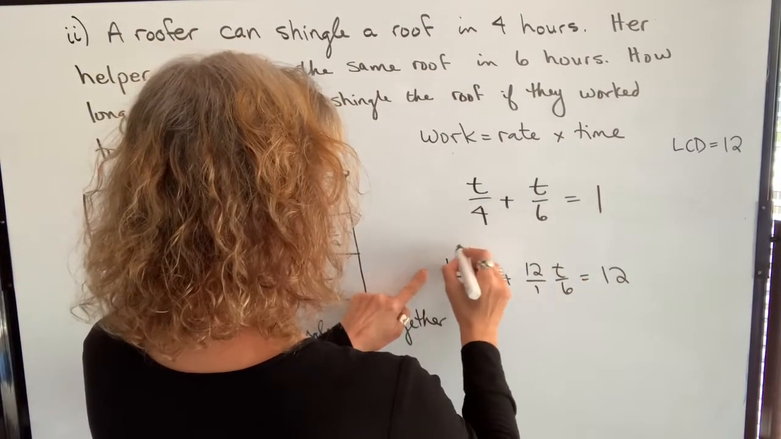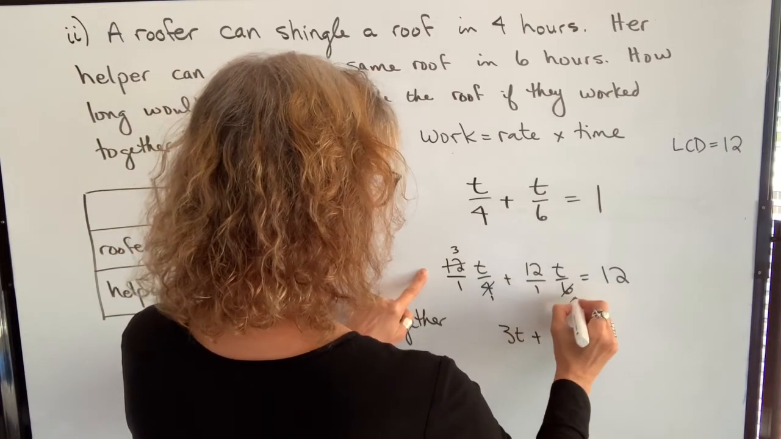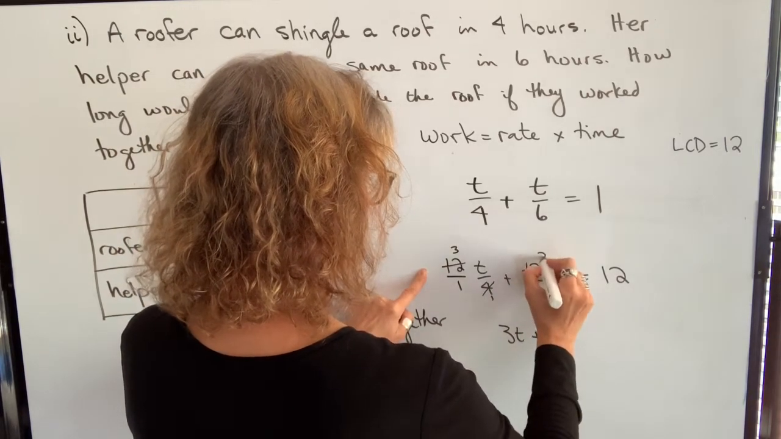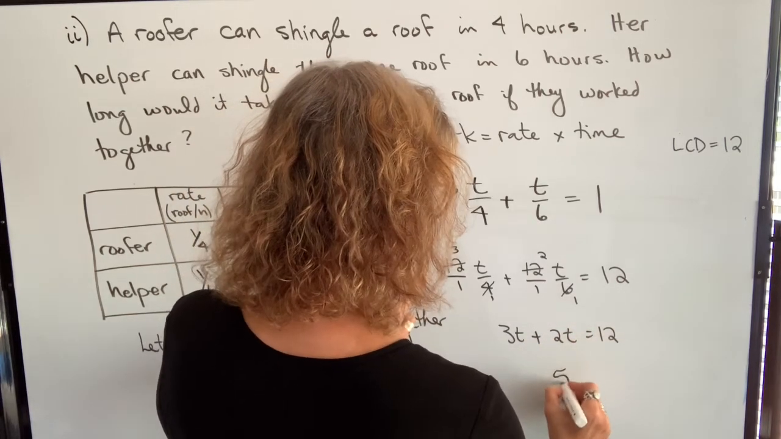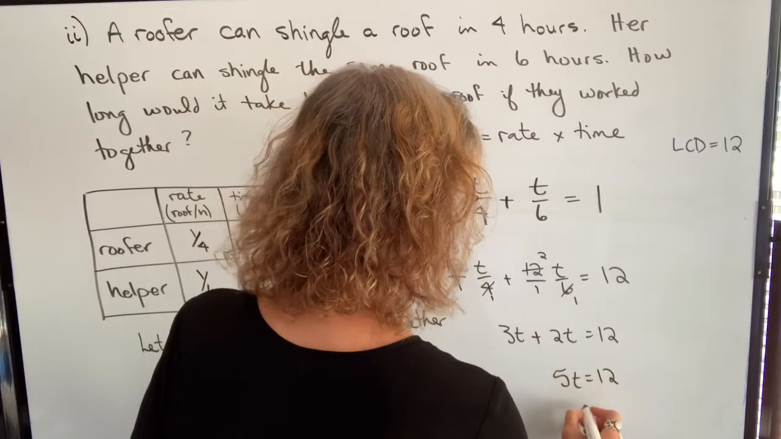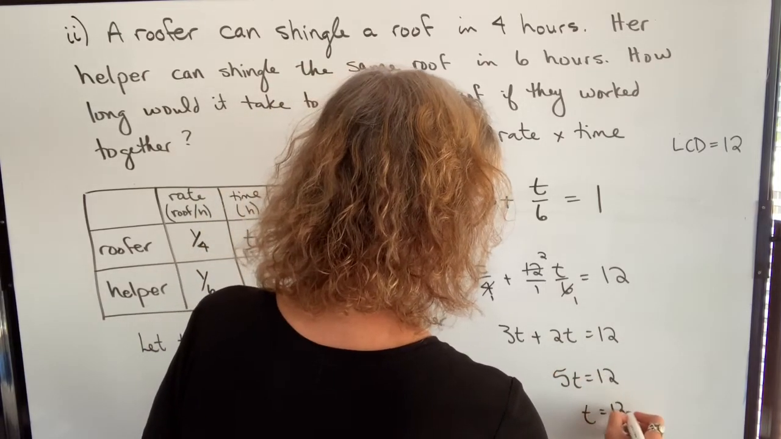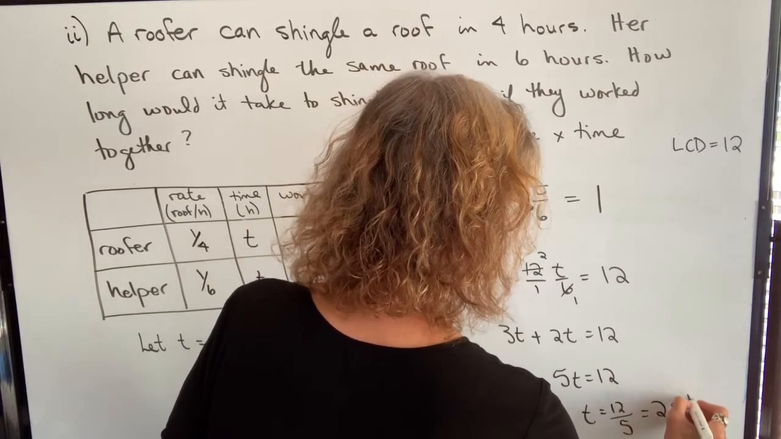4 goes into 12 three times, so I have 3T plus, 6 goes into 12 twice, that's 2T, is equal to 12. So 5T is equal to 12, and T is equal to 12 over 5, which is 2.4 hours.